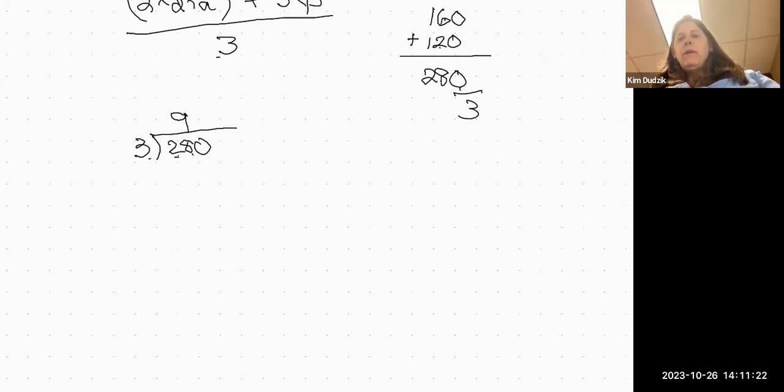And I get 1, but I'm still not done. I have another number here. I'm going to carry this 0 down. Now 3 goes into 10 how many times? It goes in 3 times. I think most of you, you're good with this.